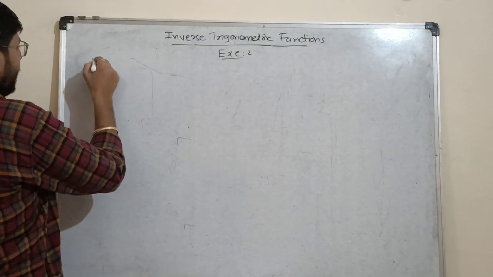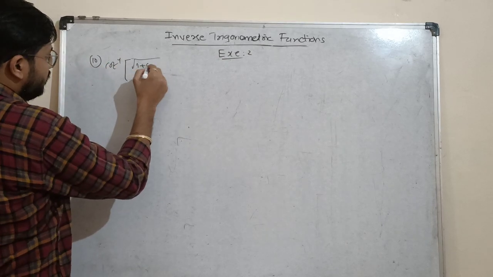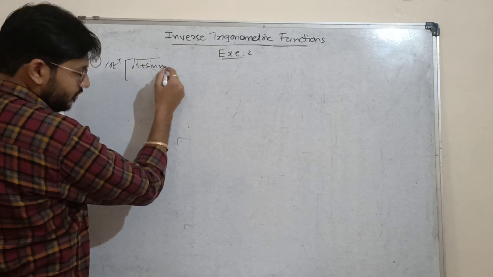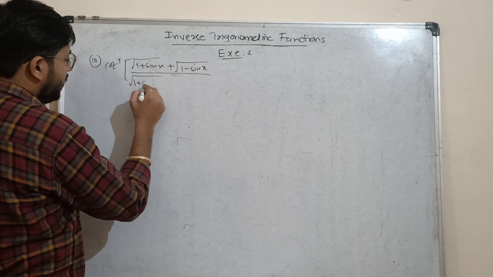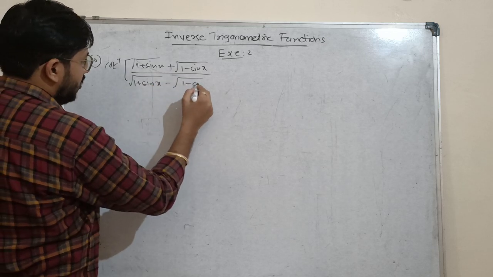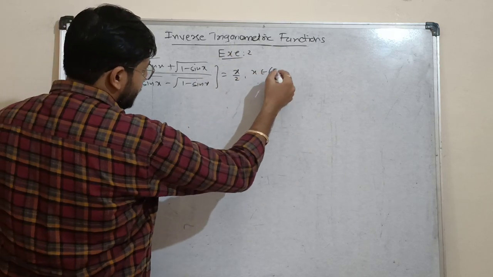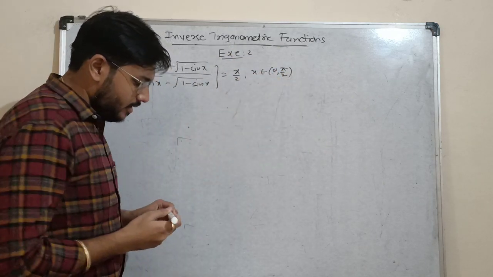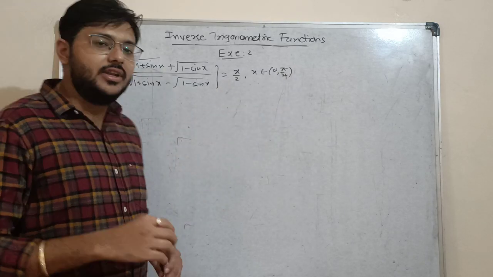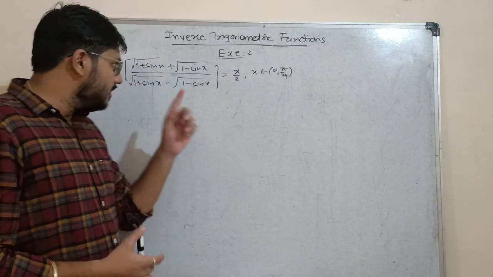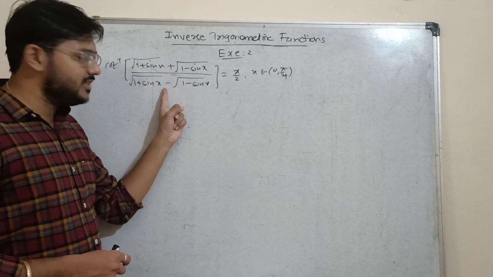Next question we have cot inverse of root 1 plus sin x plus root 1 minus sin x upon root 1 plus sin x minus root 1 minus sin x, and we have to prove this equals x by 2 with the given condition 0 to pi by 2. Sorry, 0 to pi by 4. Very first thing, how many different ways can they ask this question. The very first thing, here just check, we have a plus sign in the numerator and a minus sign in the denominator.